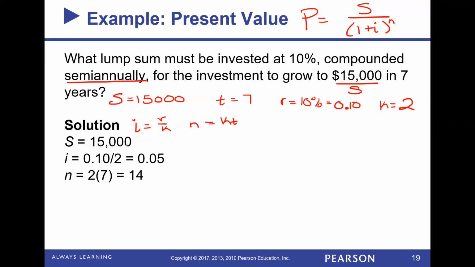Okay, and we already know what S is. So now we have everything we need to plug into this formula. And everybody should have gotten $7,576.02.